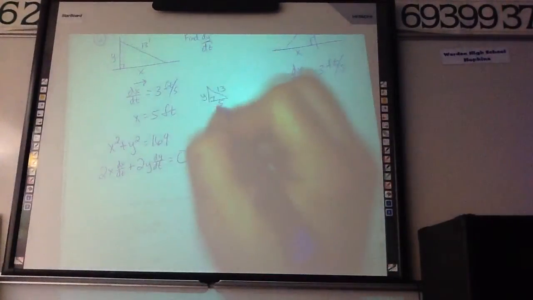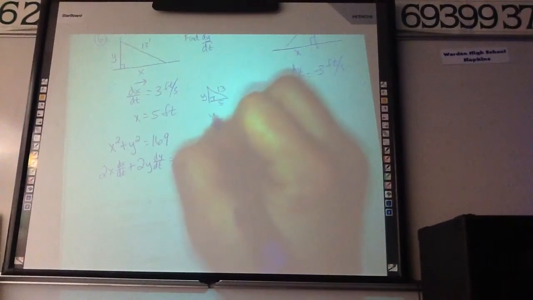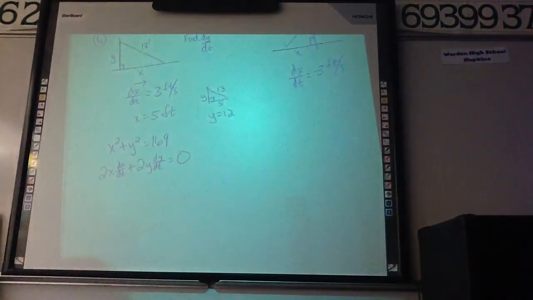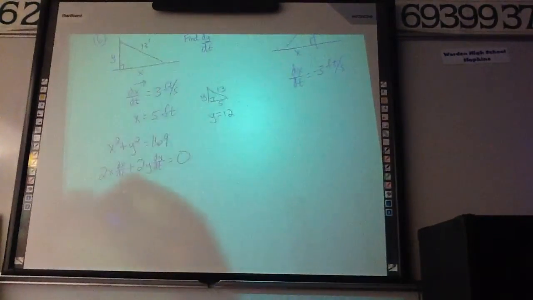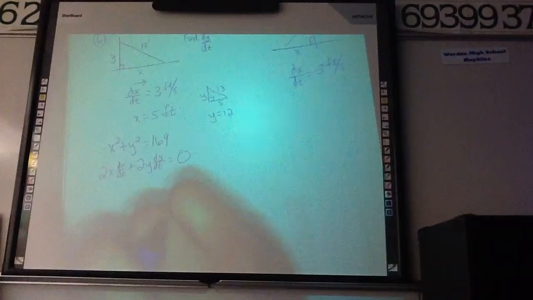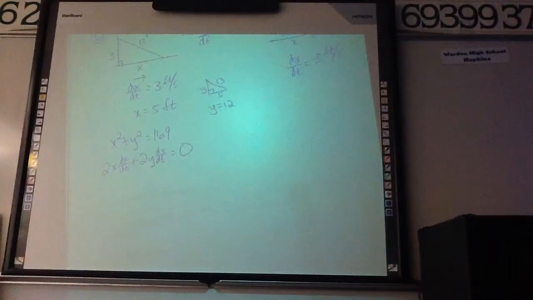So at the moment they're looking for, do the Pythagorean theorem and you'll get y equals 12. It's 5, 12, 13. You should have that one memorized. There's only 3, right? 3, 4, 5, and 5, 12, 13. No, there's tons. The ones I said to memorize were 3, 4, 5 and 5, 12, 13.